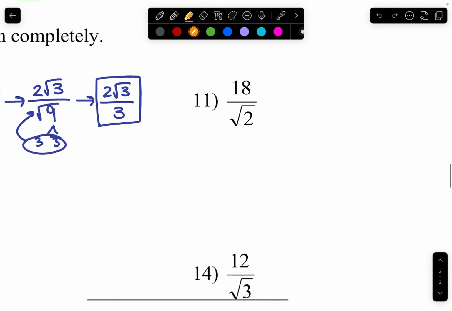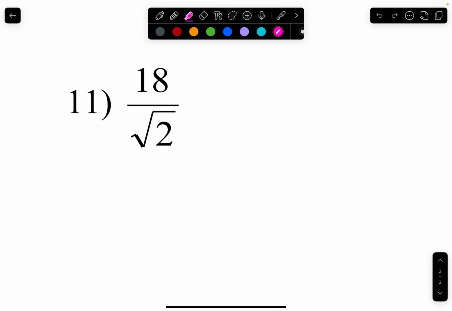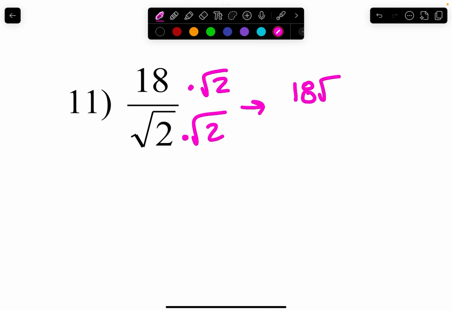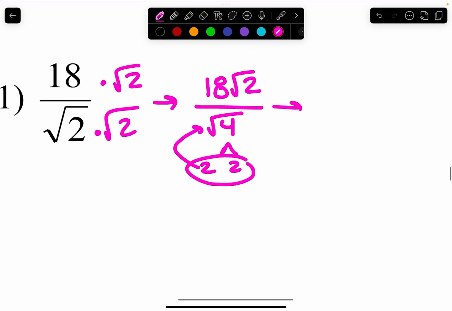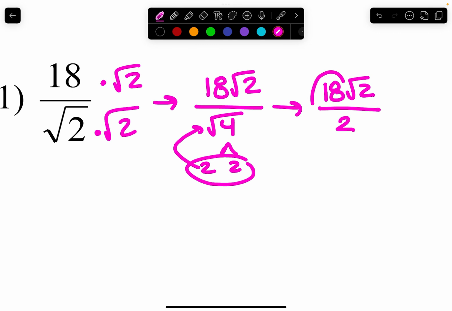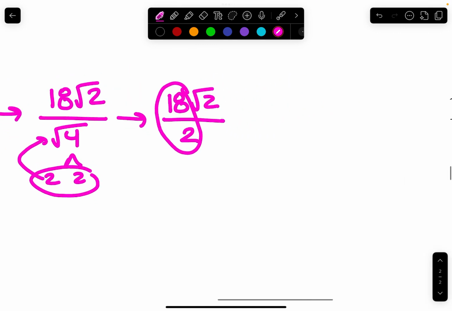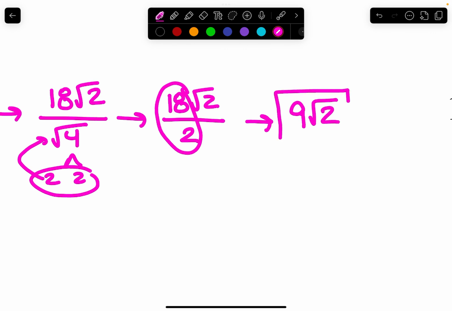Okay, so let's come over here and do the same thing with this one. I have a square root in the denominator. Ew. I'm going to multiply by the square root of 2. This will become 18 square root of 2. This will become the square root of 4. The square root of 4 is 2. So this will become 18 square root of 2 over the whole number 2. I can simplify the whole numbers. This will become 9 square root of 2 when I fully simplify.